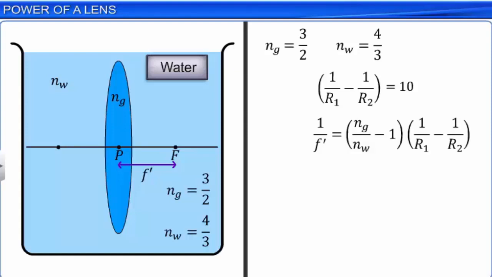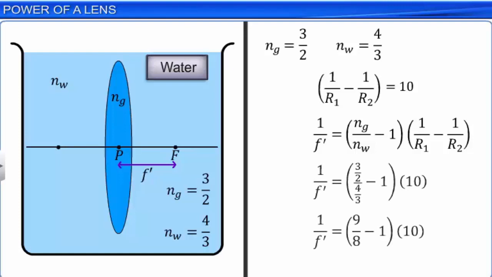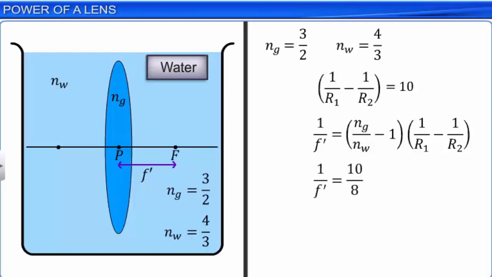changed to 1.25 dioptre. Many optical instruments use a system of combination of lenses in order to get the required magnification and to enhance the sharpness of the picture.